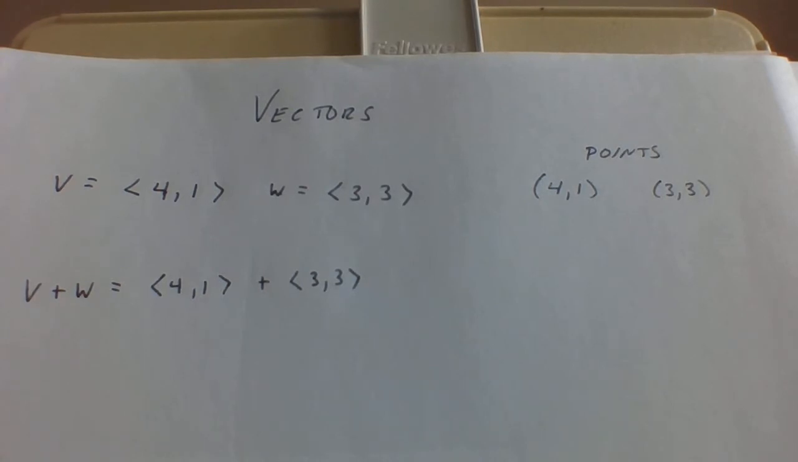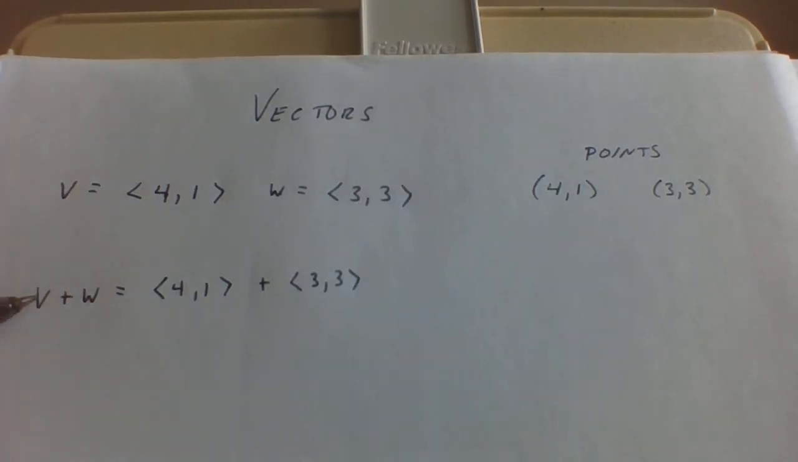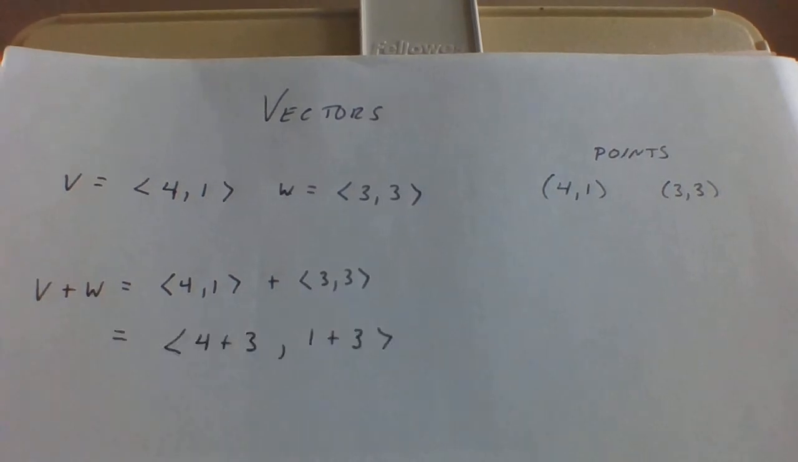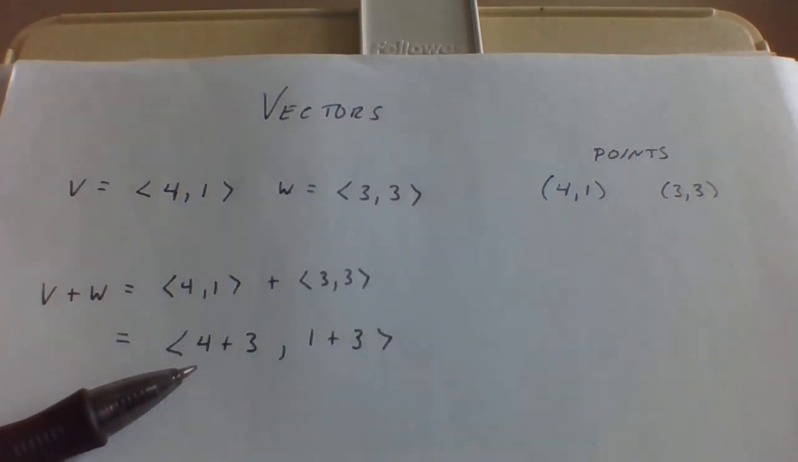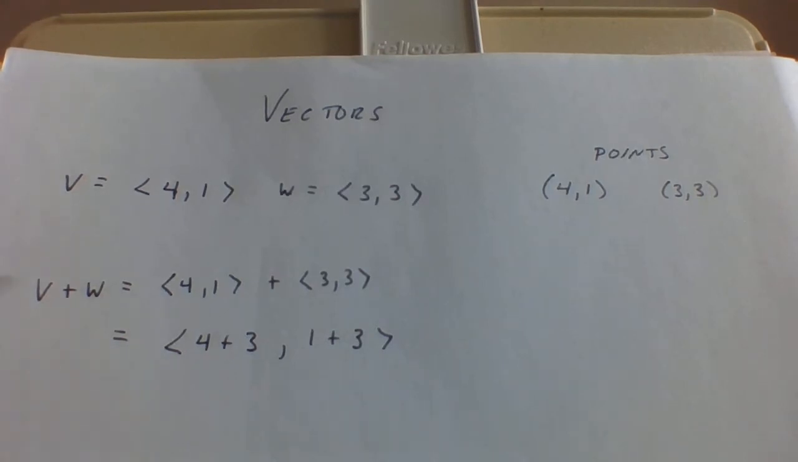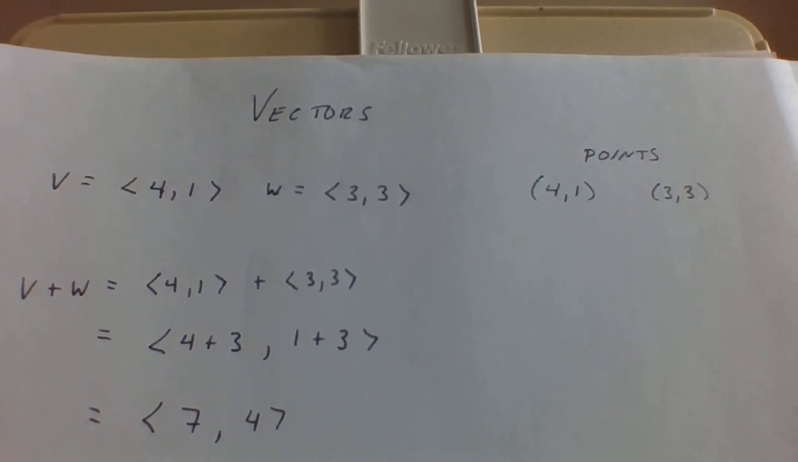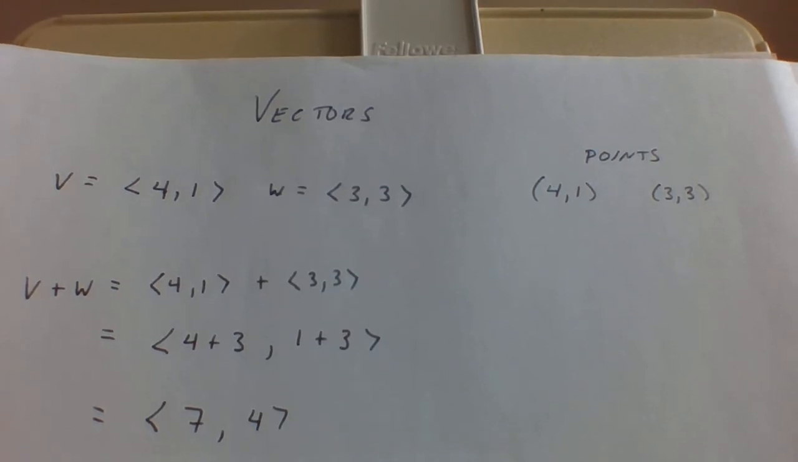Let's take a look at what happens when we start to add vectors together. Let's take a look at v plus w. I'm going to be adding these two vectors together. When we do that, we're going to be adding the x components of our vectors together, and we're going to be adding the y components of our vectors together. This is going to give us the vector ⟨7, 4⟩. Let's go ahead and take a look at what happens when we plot that vector.